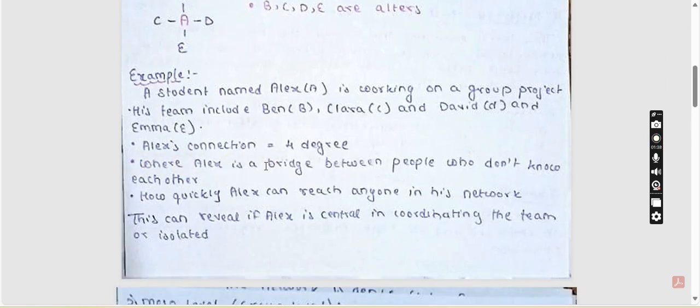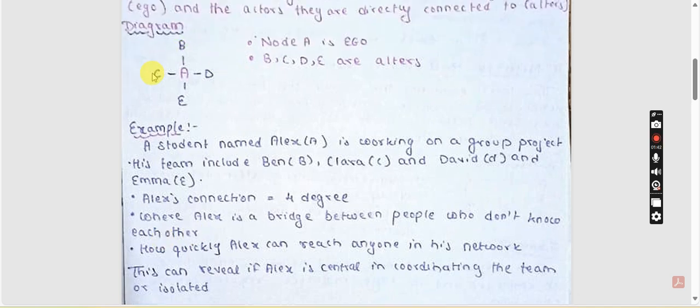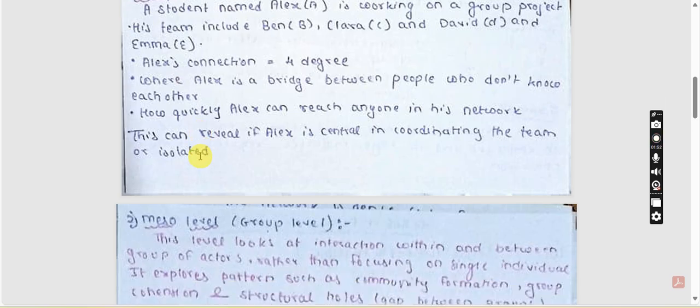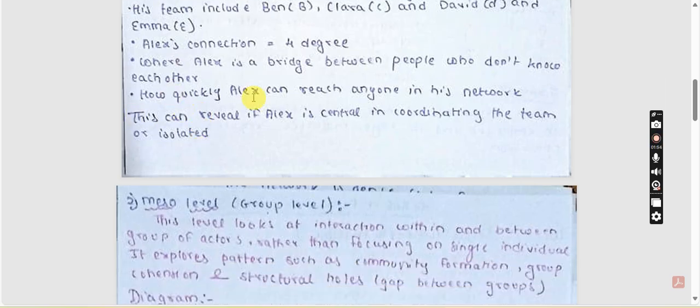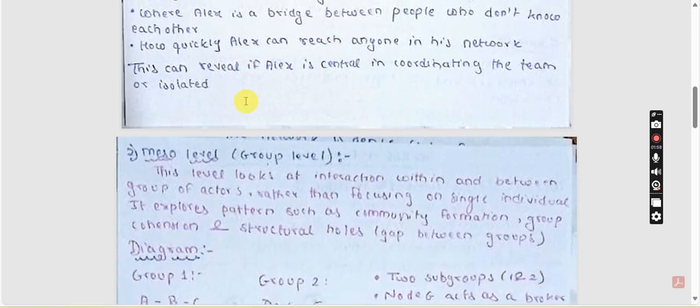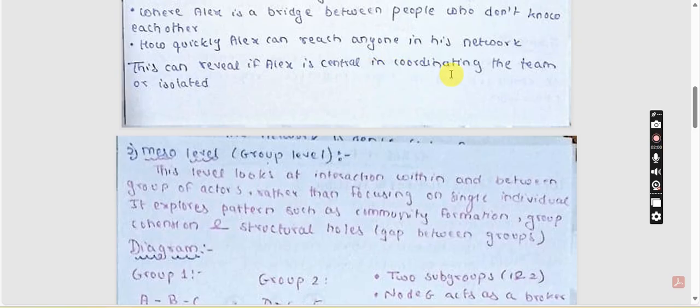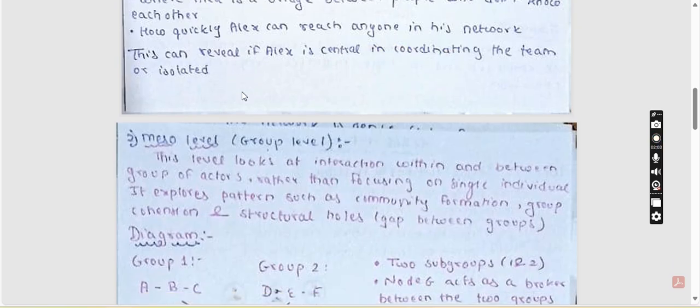where Alex is a bridge between people who don't know each other. For example, Clara and David have Alex as a bridge. Also, Alex is a bridge between Ben and Emma. This also reveals how quickly Alex can reach anyone in his network, and if Alex is central in coordinating the team or isolated.